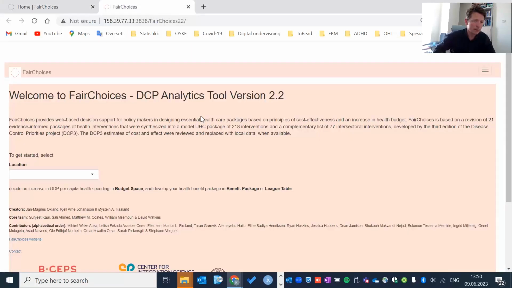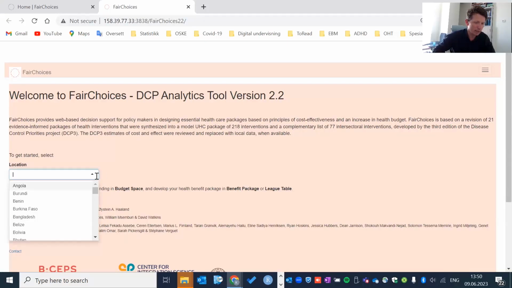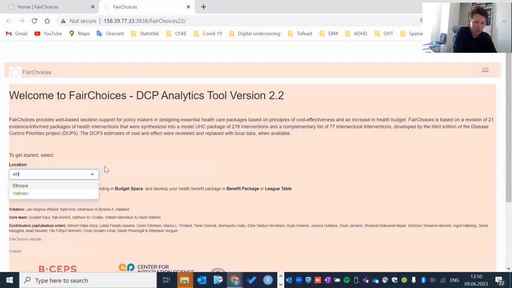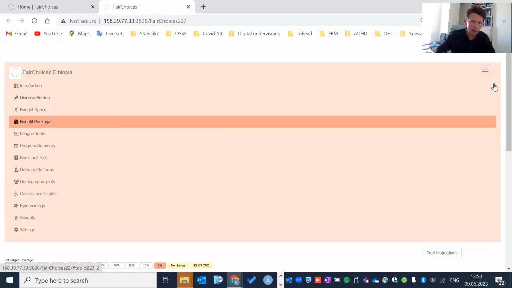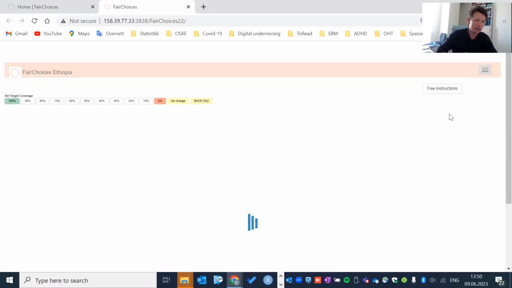Then the web-based Fair Choices version will open up. This is the introduction tab. You start by choosing the country you are interested in. I will, in this tutorial, use data from Ethiopia. And to load the data from Ethiopia, I usually go to the benefit package, and then we will upload the data for the Ethiopian analysis.